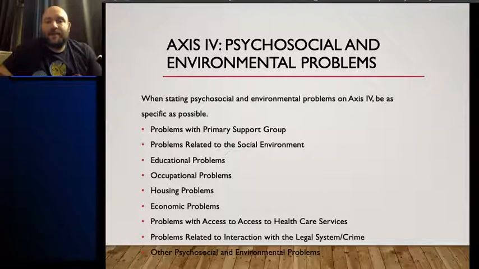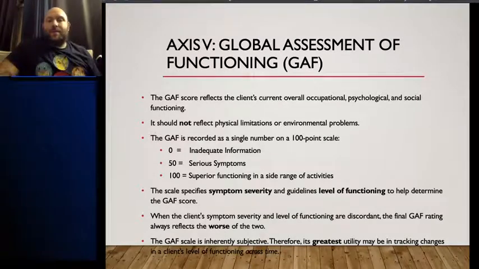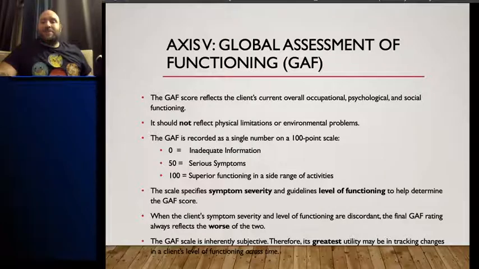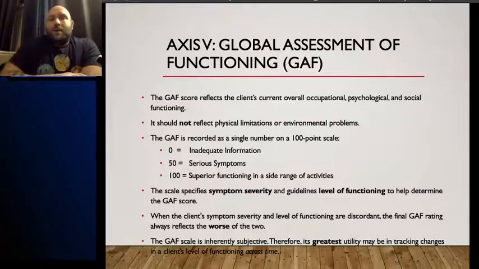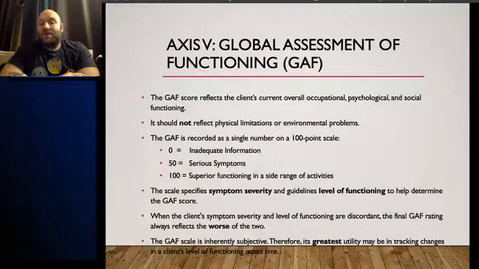So again, some examples: job problems, housing problems, support group problems. And the global assessment of functioning. So this thing didn't work out the way it was intended. Imagine I told you to assign your family member a number that represented their level of functioning. And what number would you give them?